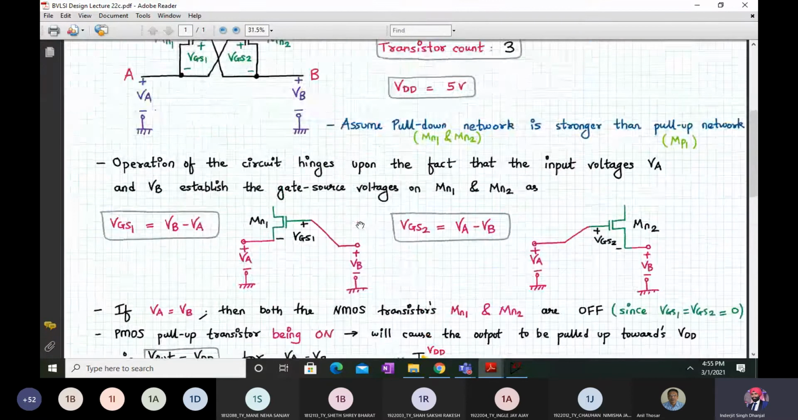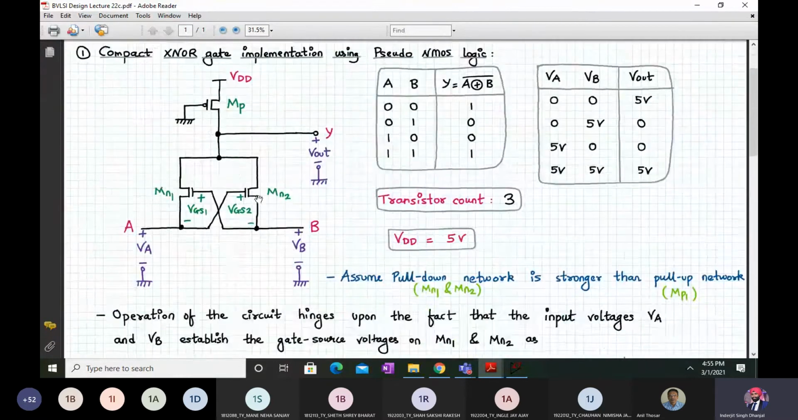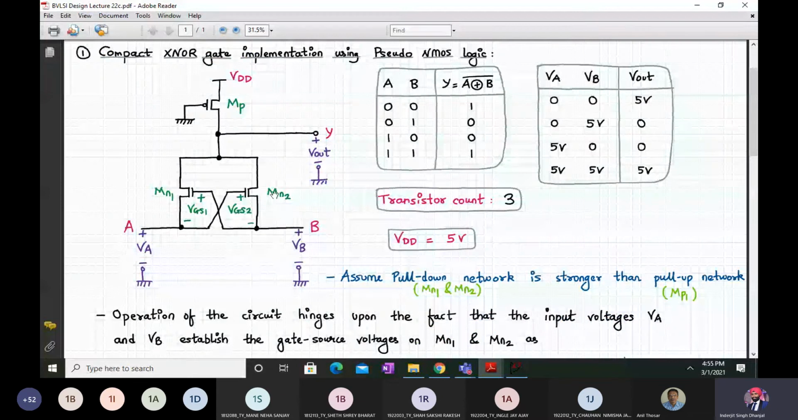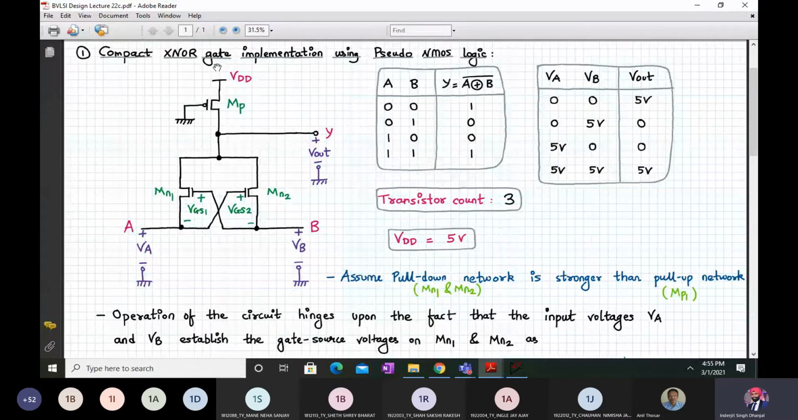So that means what? In this circuit, both of my pull down networks are off. So what will happen to the output? The output will be pulled up towards VDD, as simple as it is. So here the first point and the last point are very, very clear. When the inputs are 0, 0, or they are 5 and 5, the output will be 5 volts only.